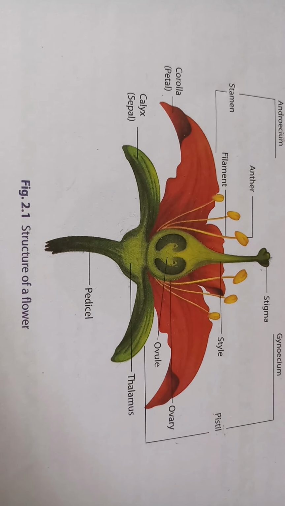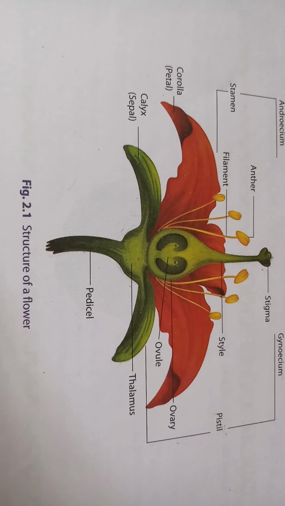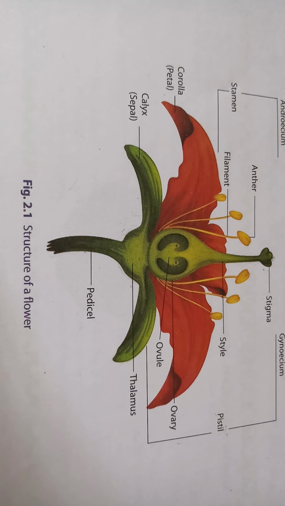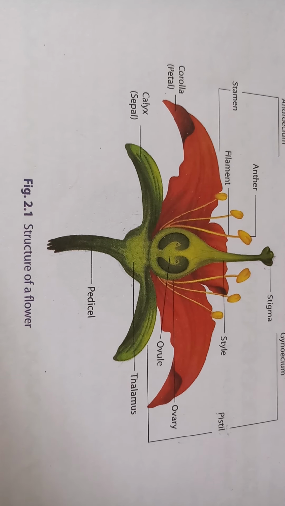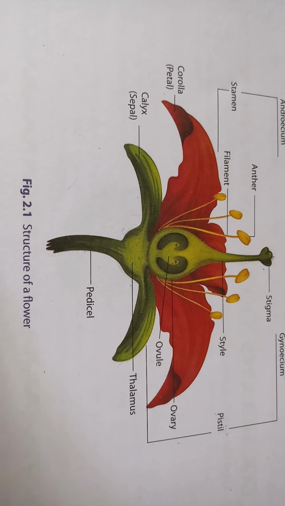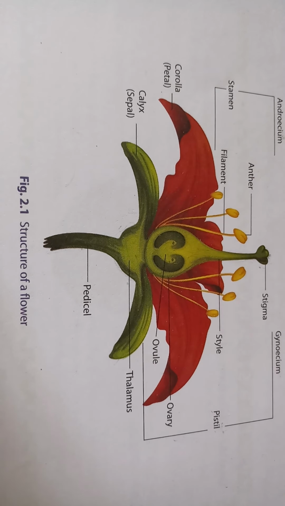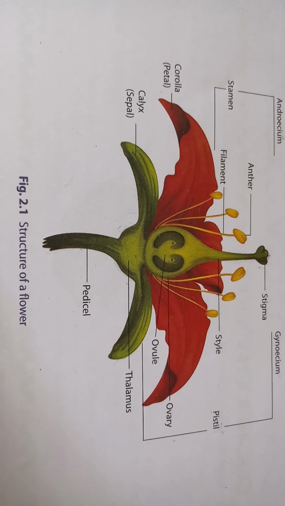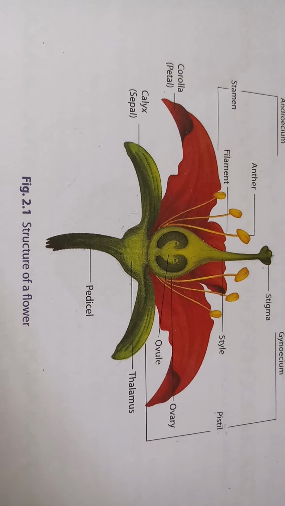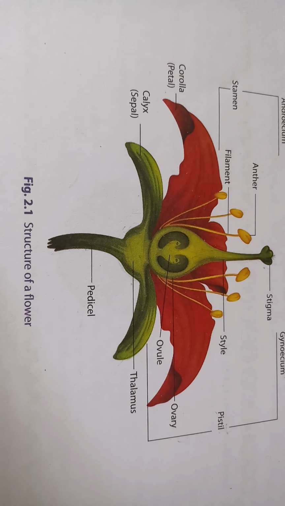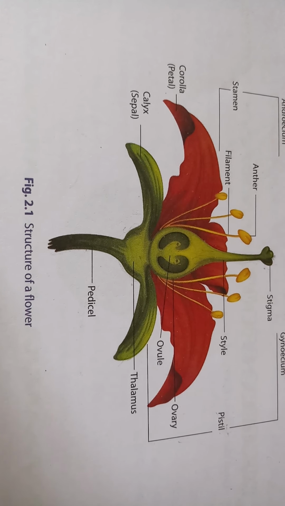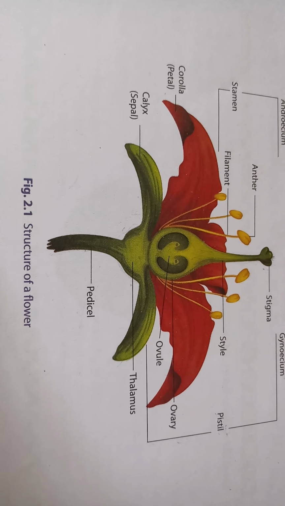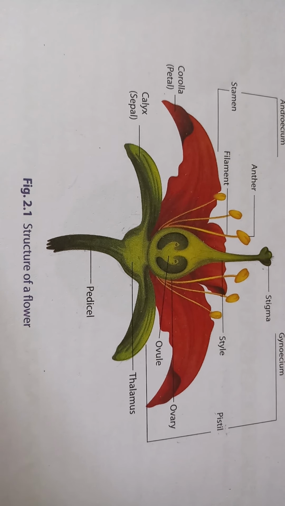Now, based upon the function that each whorl performs, the whorls which take part in fertilization process are known as the essential whorls of the flower or the essential parts of a flower. So the androecium and the gynoecium, these are the essential parts of a flower, whereas the calyx and corolla, they do not take part in fertilization directly, hence they are known as accessory or non-essential parts of a flower.